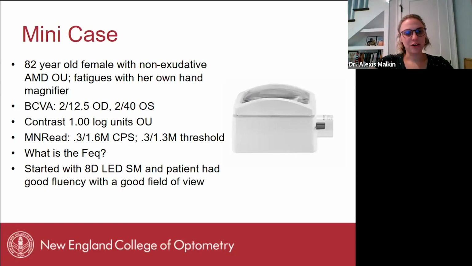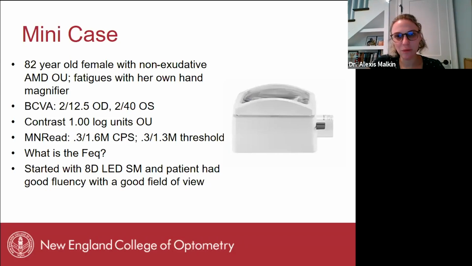And her MNREAD, her critical print, her last good reading, she got to 1.6 M. And so that is 1.6 divided by 0.3, which gives us 5.33 diopters. So she doesn't need a lot of power to get to where she needs to go.